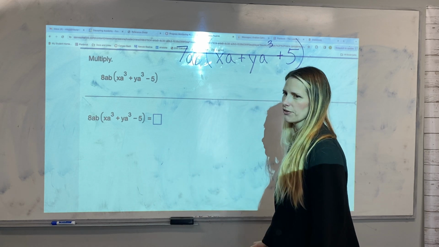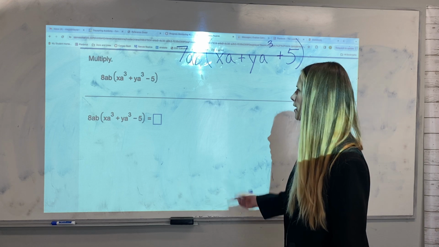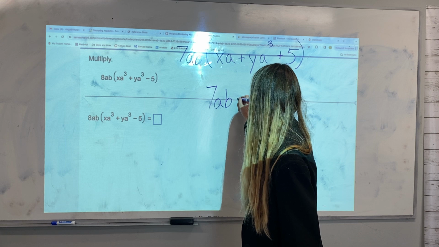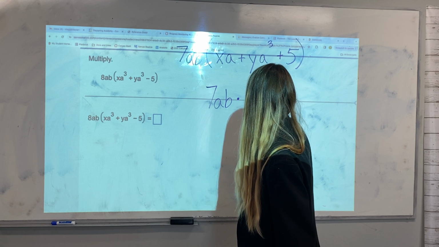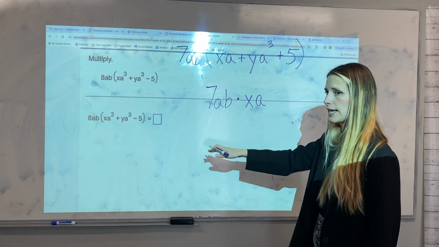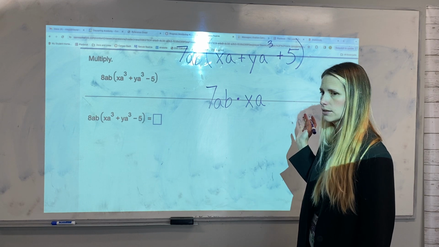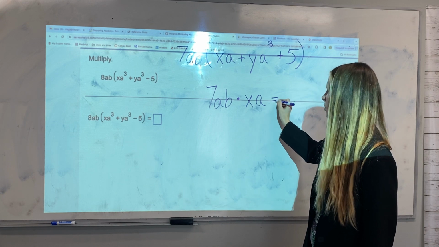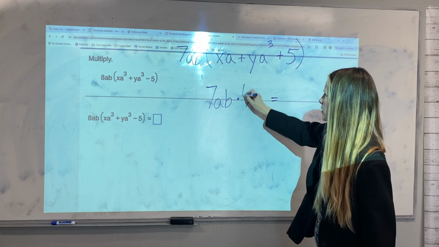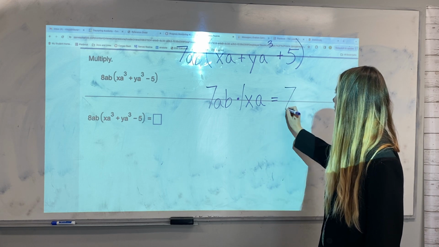Okay, what are we multiplying first? So 7ab and the x. Okay, so I'm going to write it like this. 7ab times xa. Would you like to just multiply it, or do you want to write it out with all multiplication? That's your choice. I'm okay with you just multiplying it. Okay, you tell me, multiply your coefficients first. If you want to stick a 1 in front of those variables, that's 7, okay.